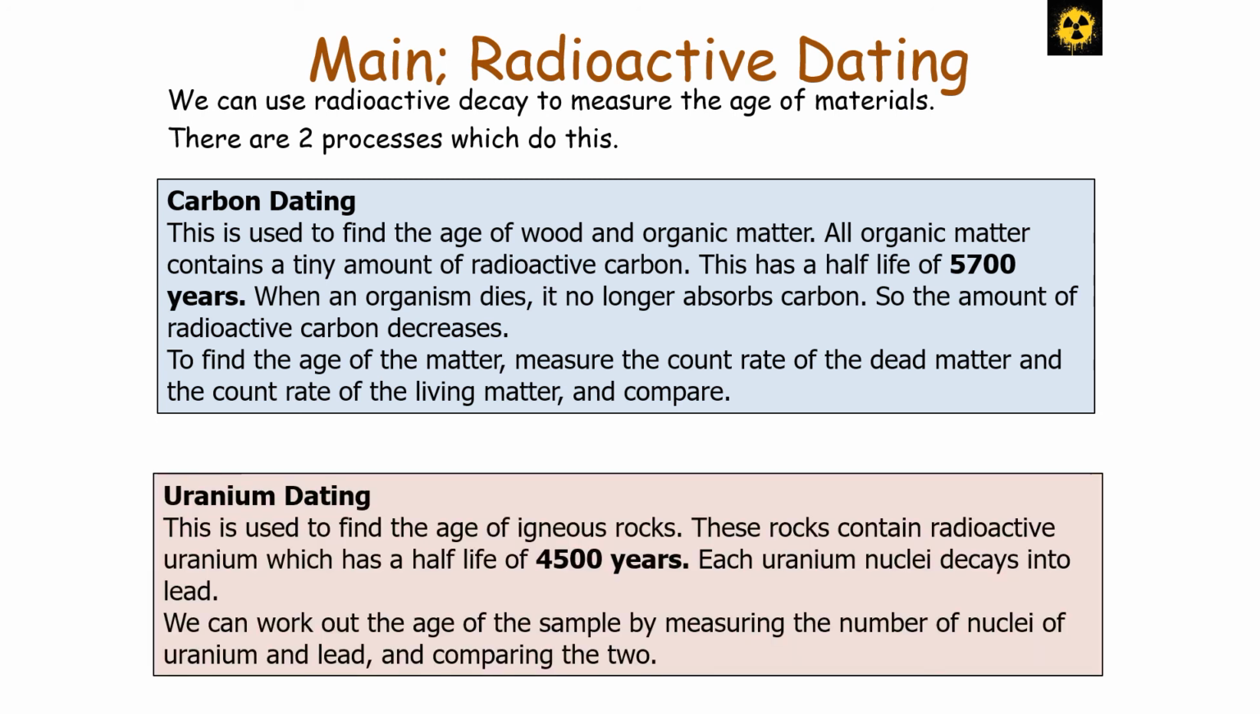We also use uranium dating to find the age of igneous rocks. Now these rocks contain radioactive uranium, which has a half-life of 4,500 years. Each uranium nuclei decays into lead, and we can work out the age of a sample by measuring the number of nuclei of uranium and lead and comparing the two.